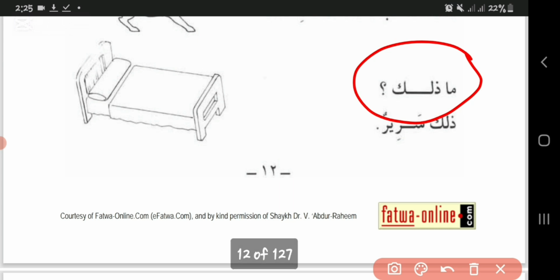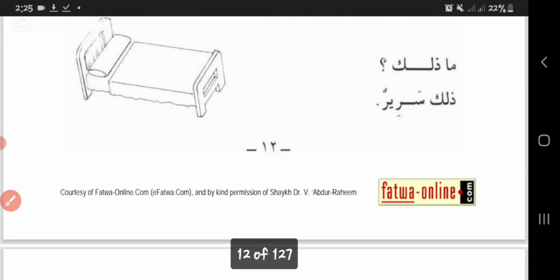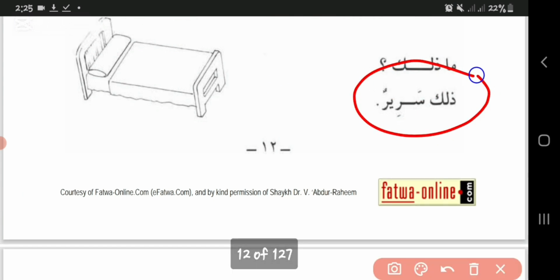ما ذلك, what is that? Referring to this object. So this object is a bird according to the previous lesson. So therefore, our answer can then be ذلك سريع. That is a bird.